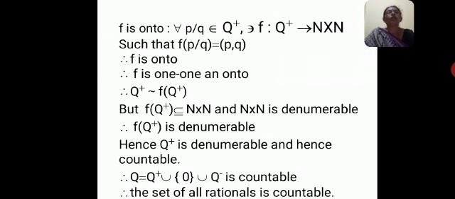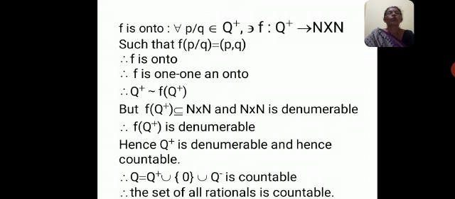f is onto. For every p by q belonging to Q plus, there exists a function f from Q plus to N × N such that f of p by q equals (p, q). Therefore, f is onto. Therefore, f is one-one and onto. Therefore, Q plus is equivalent to f of Q plus.